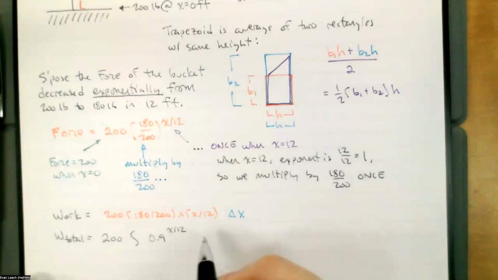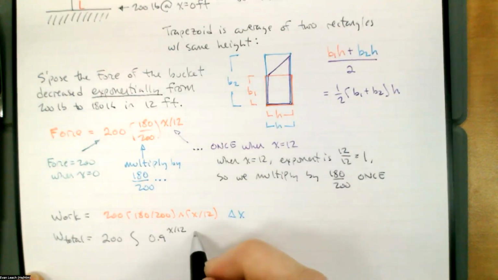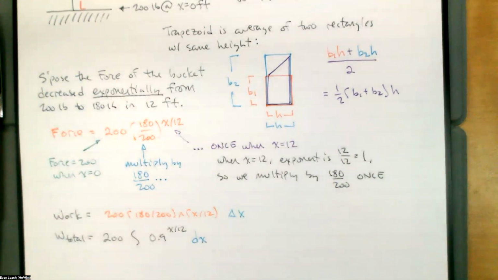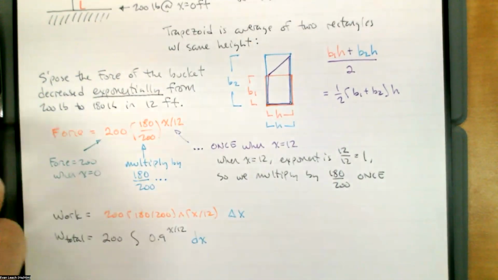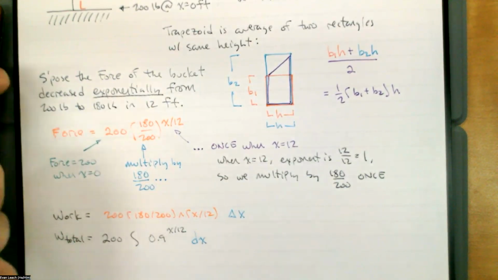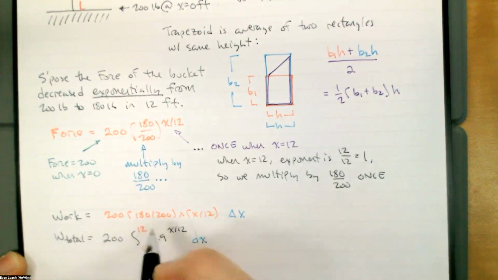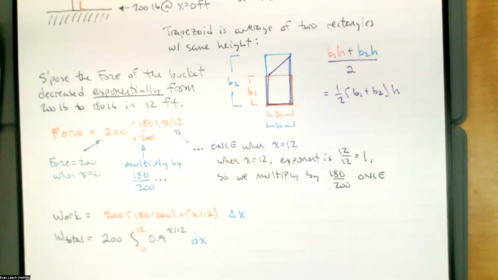Our discrete delta x becomes a continuous dx. And we integrate over all the values of x that are in play, and that is from 0 to 12. That's how the distance shows up in our work integral. We integrate the force over the distance. That means the 12 feet of distance is from 0 to 12.